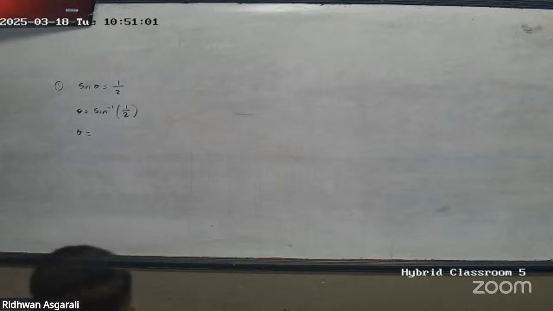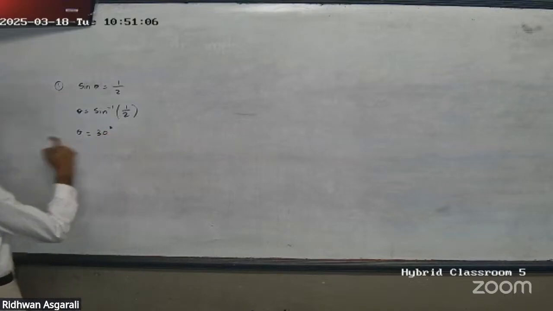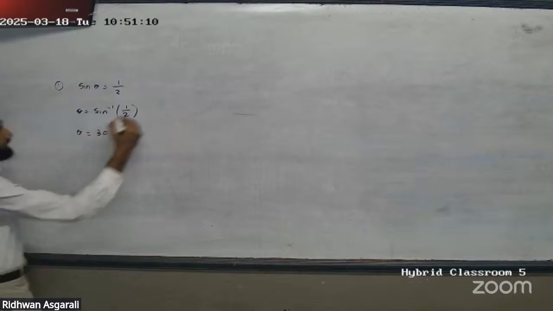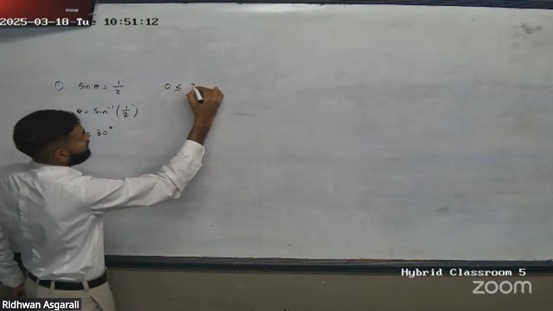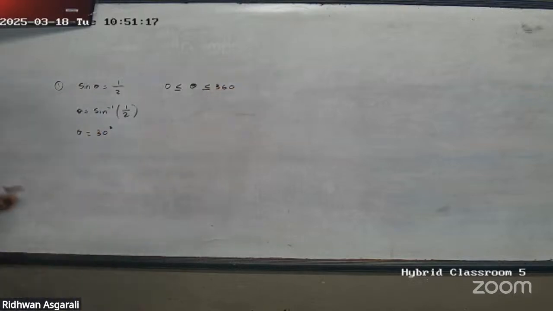Right. How much is this? 30 degrees. But this is only for the first quadrant. Yeah? Just adding one more thing, right? Between 0 and 360.